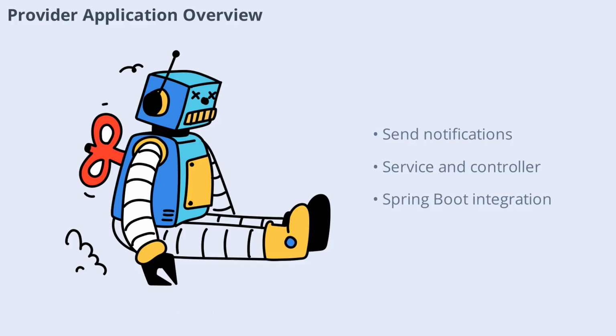On the provider side, you'll need to send webhook notifications to the consumer whenever an interesting event occurs. This involves creating a service to send HTTP post requests and a controller to trigger these events. With Spring Boot, you can easily set up both components for seamless integration.